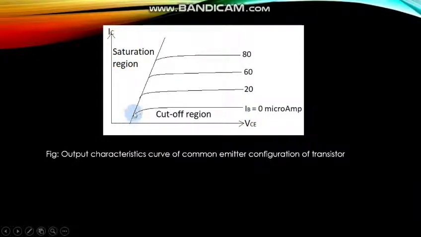But after this, you can see that there are straight horizontal lines, and there is not much change that can be observed in IC, right? With the increase or decrease in VCE. So that is what the point says.